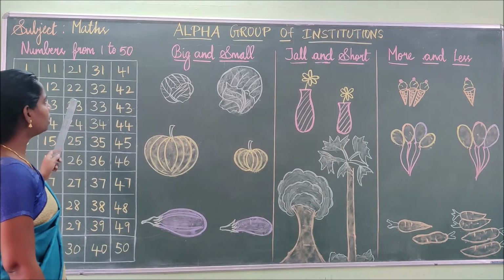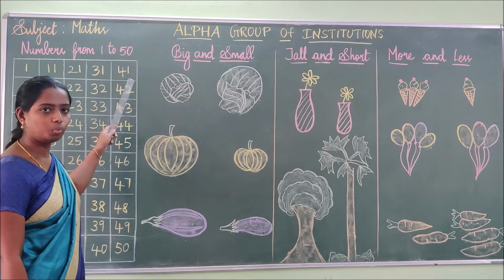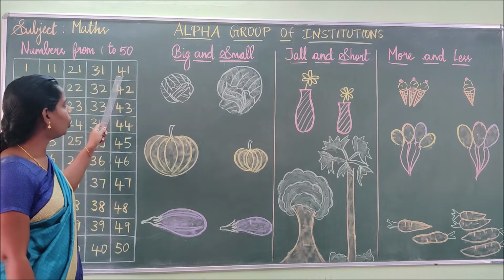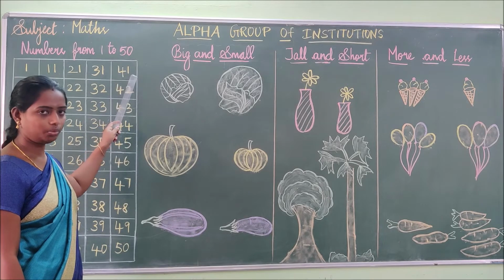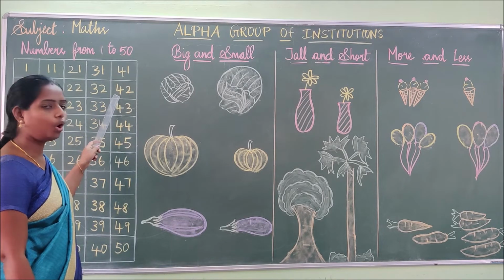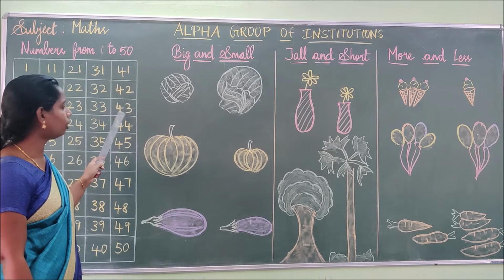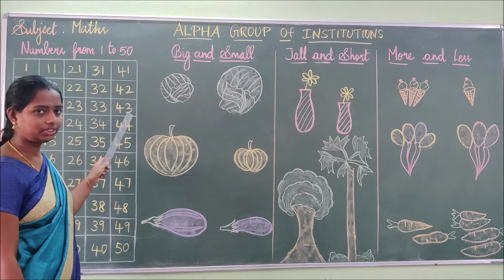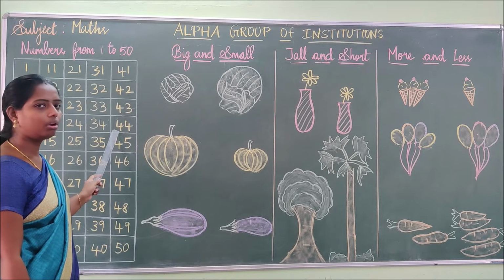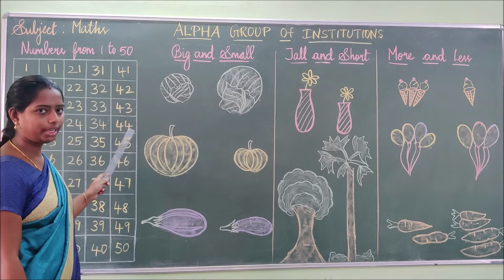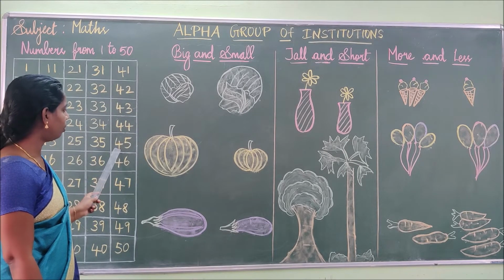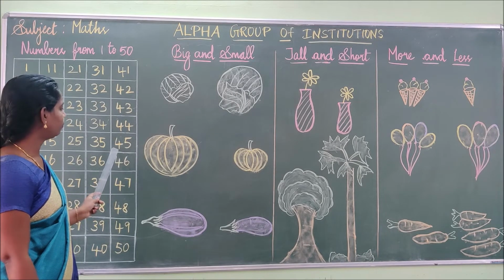Yes, very good. What is it? 41. Okay. 4, 1, 41. 4, 2, 42. 4, 3, 43. 4, 4, 44. 4, 5, 45.